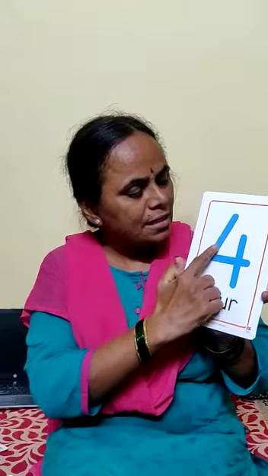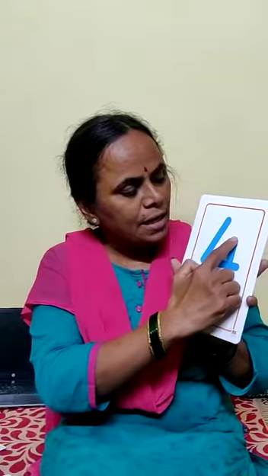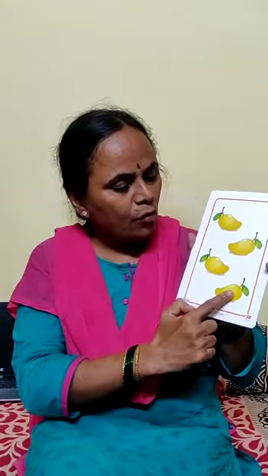Okay. Now I am going to teach you number 4. Slanting line, sleeping line, standing line. This is number 4. Now we will count mangoes. 1, 2, 3, 4. How many mangoes are there, children? 4 mangoes.